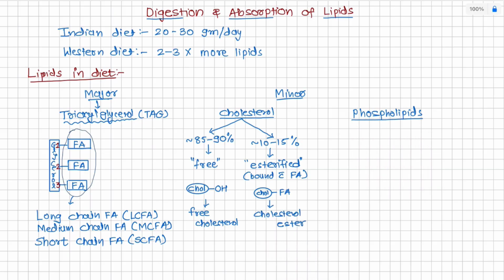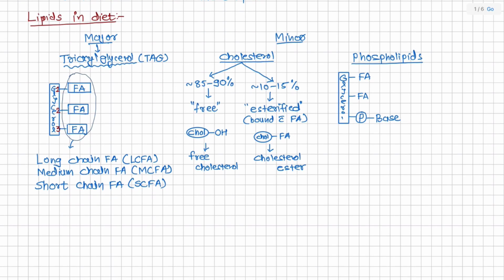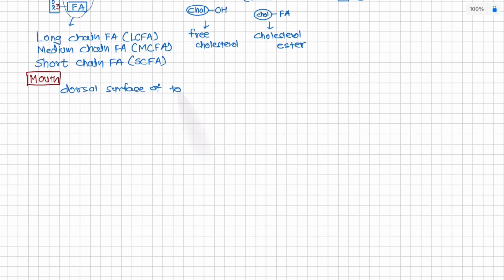Lastly, phospholipids. Their structure is similar to triacylglycerol but with a key difference. They have a glycerol, but fatty acids are only on carbon 1 and 2. On carbon 3, there is a phosphate group with a base attached. Now that we understand what we are eating, let's see what happens when the food enters the mouth. On the dorsal surface of the tongue, there is a specialized gland called Abner's gland. This gland secretes an enzyme called lingual lipase.